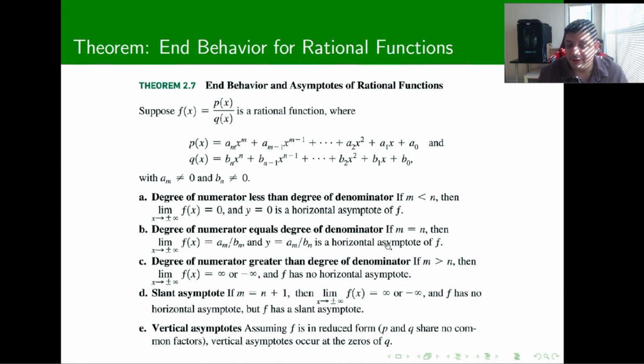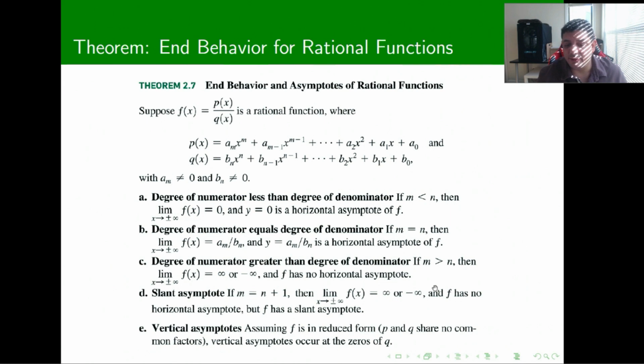Now, if they have the same degree, if m equals n, the situation that's going to happen is that the limit when we go to plus or minus infinity is just going to go to the ratio of the initial coefficients, so the ratio of a sub m over b sub n. And of course, that's going to be the horizontal asymptote for the function.